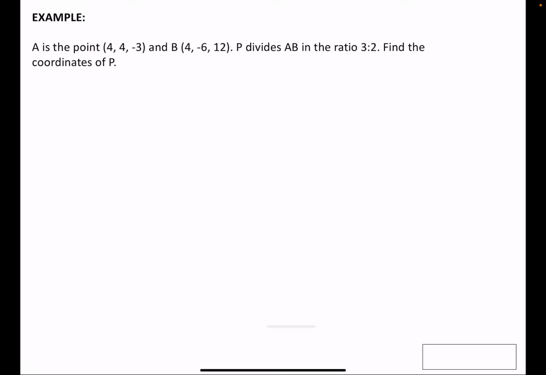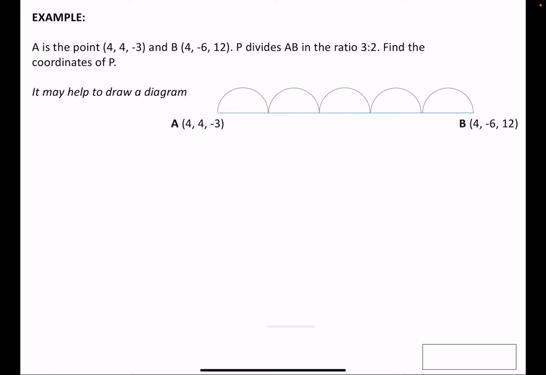Okay, right, so here's an example. A is the point (4, 4, -3), and B is the point (4, -6, 12). P divides AB in a ratio 3 to 2. Find the coordinates of P. It often helps to draw a diagram with something like this first. It doesn't have to be neat, it's just giving you an interpretation of what's going on here.